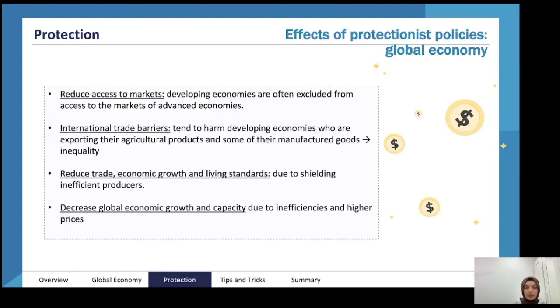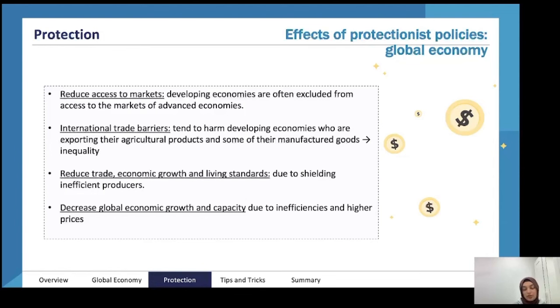Reducing trade, economic, and living standards due to shielding inefficient producers, producers or businesses that aren't really improving, they're just staying inefficient. They're just using the protectionist policies, but without that, they can't really do anything. And then a decrease in global economic growth as well, and capacity due to inefficiencies across the board.